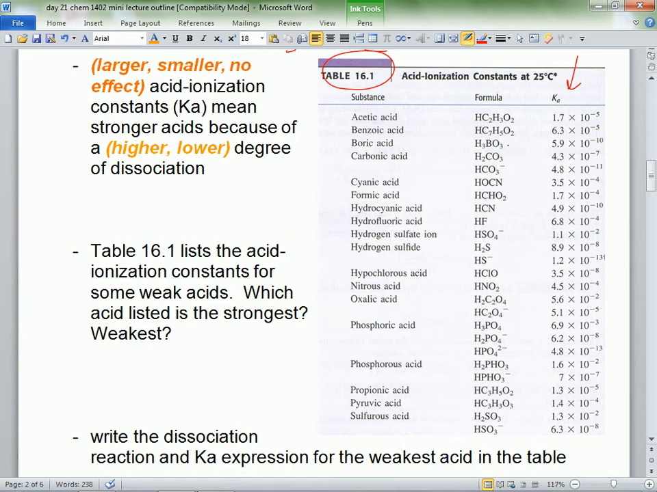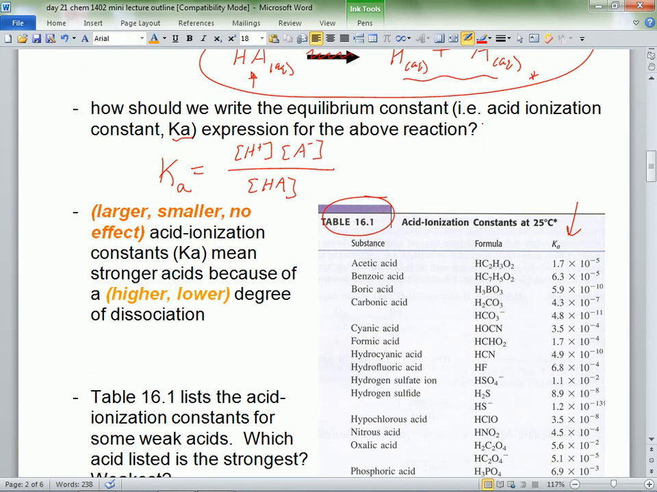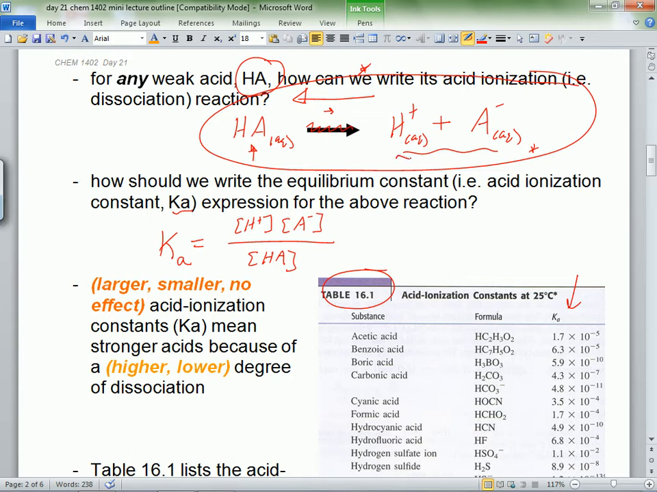Everybody agree? Now remember, acid ionization constants or equilibrium constants, they're all what over what? Products over reactants. Now our products in this are H plus and A minus. If it's the stronger acid, you should have more what? The stronger the acid, you should have more what ions floating around?